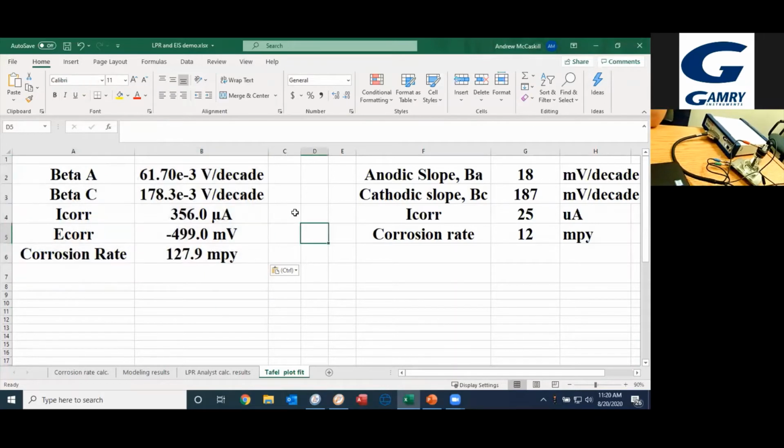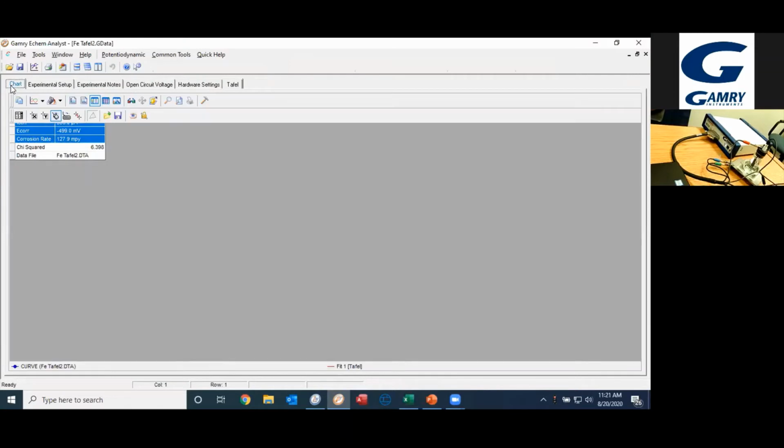Okay, so everybody can see this. From the fit that we just performed, we have our two Tafel constants here, about 61 millivolts and 180 millivolts. It has a corrosion rate, I-corr value of about 340 microamps, and our E-corr, our mixed potential, or open circuit potential, is right about 500 millivolts. And all of that corresponds to a corrosion rate of about 130 milliinches per year. So that's what our fitting software did here.